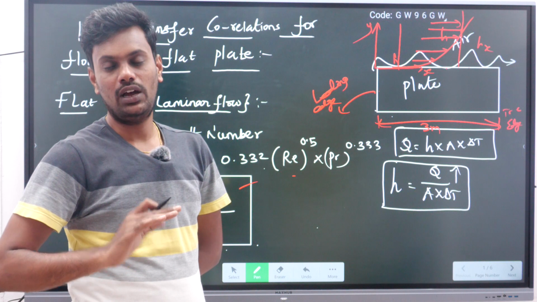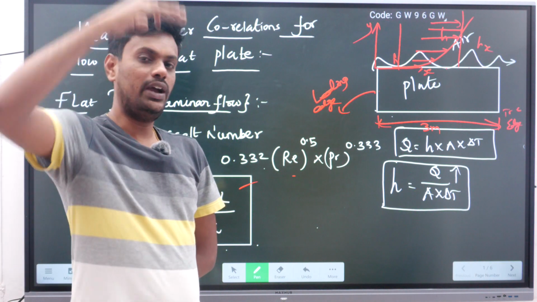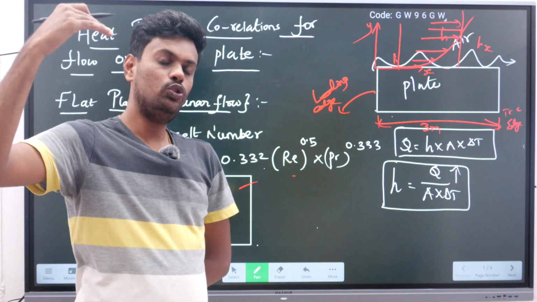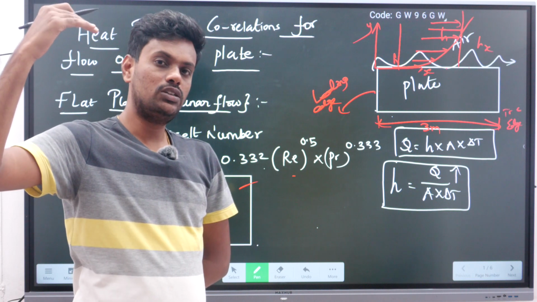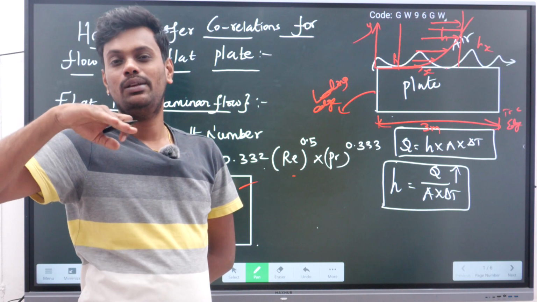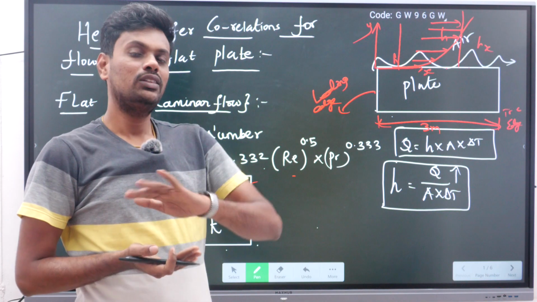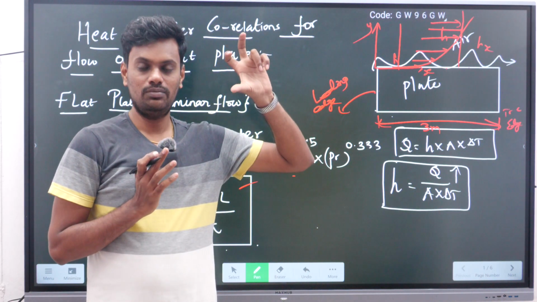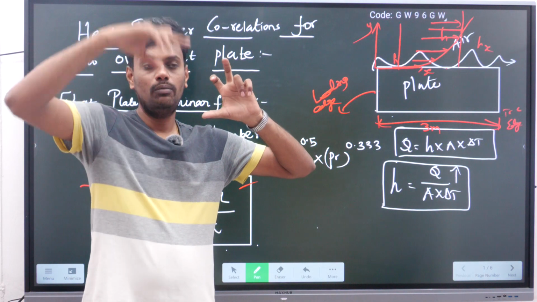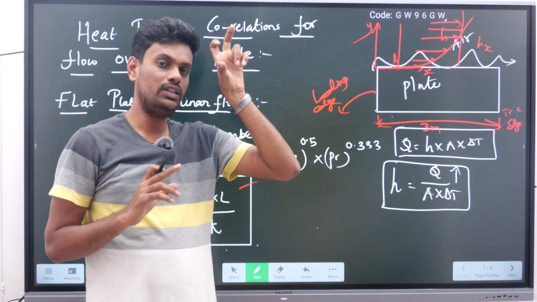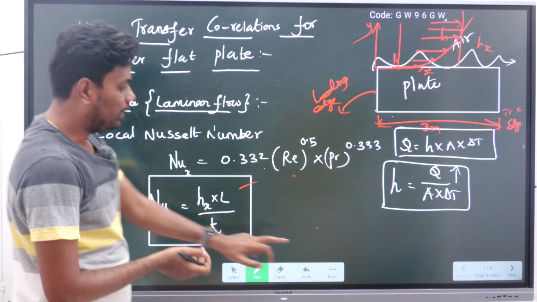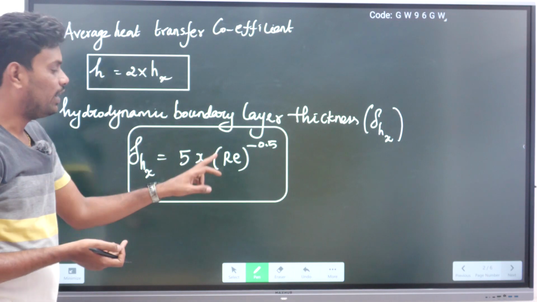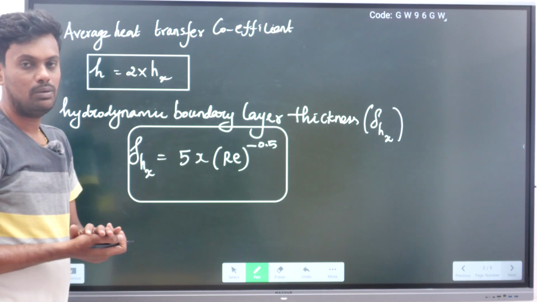Initially on the surface of the plate it will be 0, then gradually its velocity will increase as you go in the upward direction, and after some time it will reach almost 99% of the free stream velocity. After that the velocity of the fluid will not change. Up to that distance the layer is forming, and that height is the velocity boundary layer, delta Hx. Same as we have seen for the thermal boundary layer, this is the velocity boundary layer, which is 5x into Reynolds number power minus 0.5.